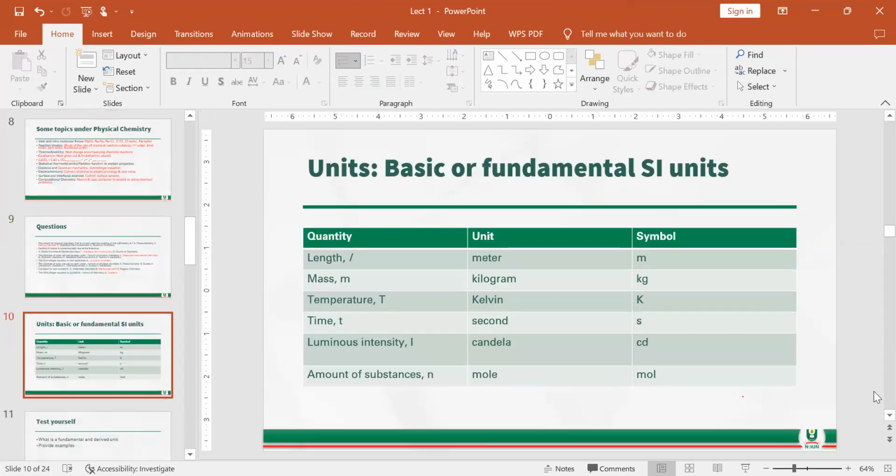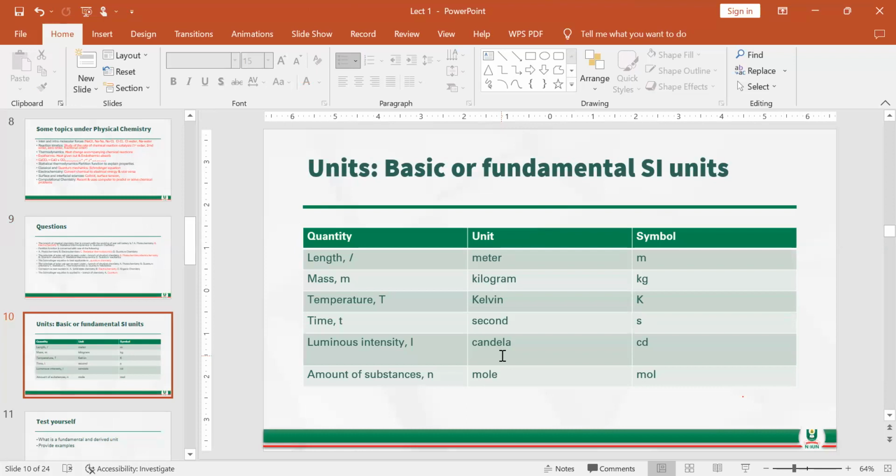So now let's look at unit, basic or fundamental SI unit. There are two basic types of units. We have the basic unit, we have the fundamental SI unit. So the quantity is length. The unit of length is meter. These are the fundamental unit. That means all other units are derived from them.